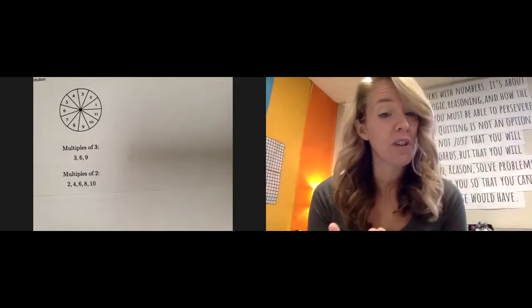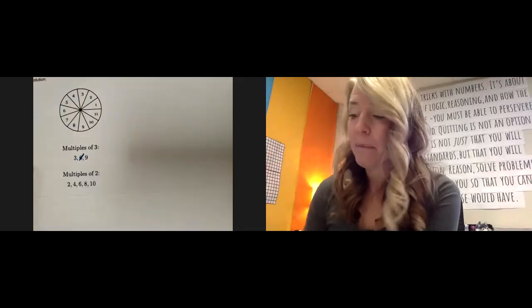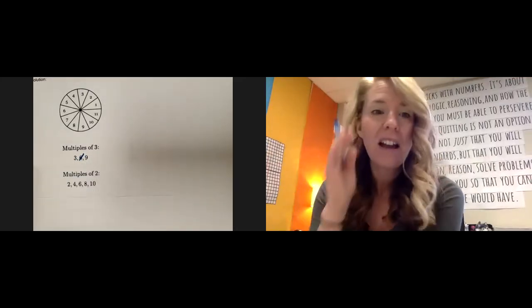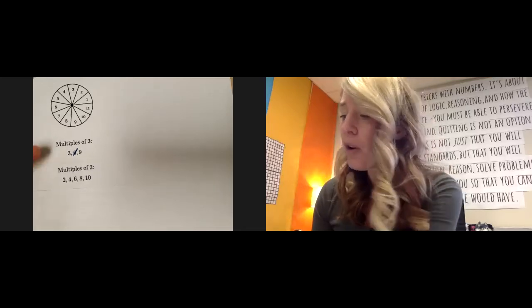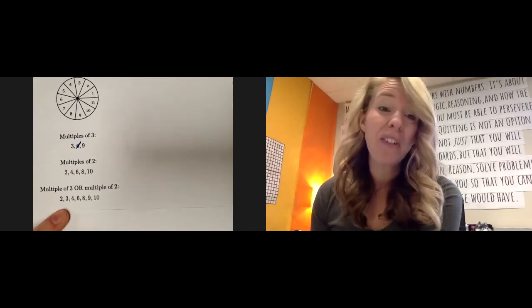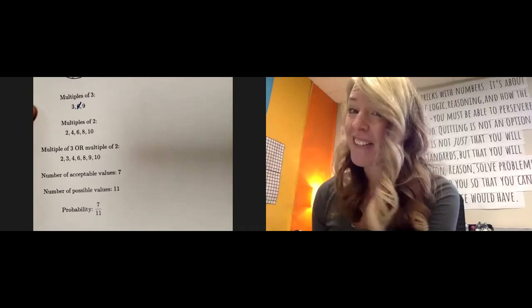So which number shows up on there twice? It's the number 6, so we can only count it one time. Now we have 2, 3, 4, 6, 8, 9, 10. I like to go in order so I make sure I didn't miss any doubles. All together, if you count all those numbers, there are 7 of them. 7 out of 11 numbers on that spinner gives you a probability of 7/11.